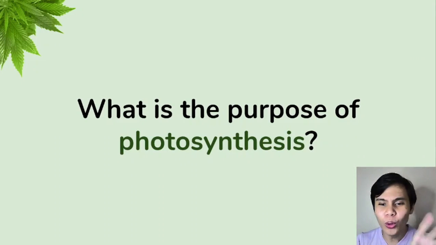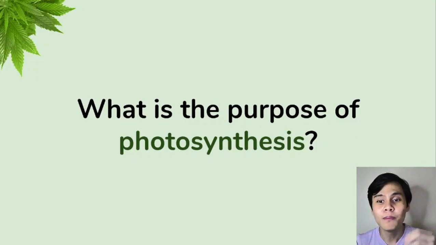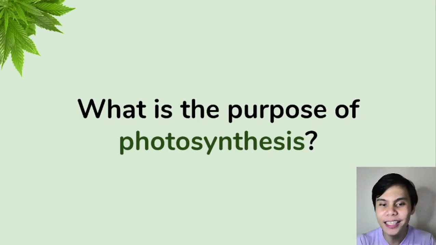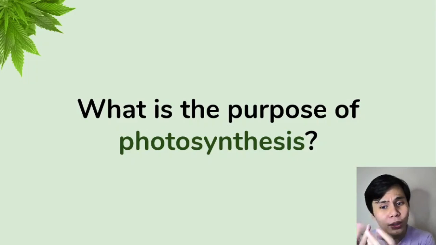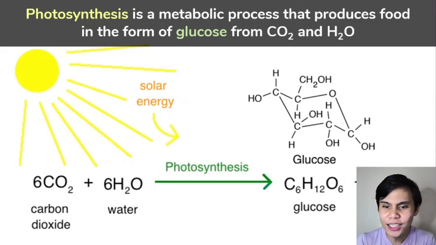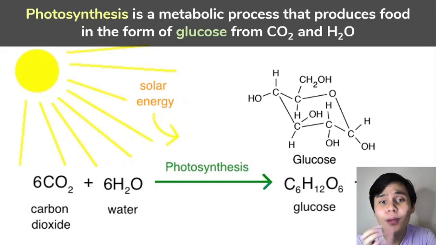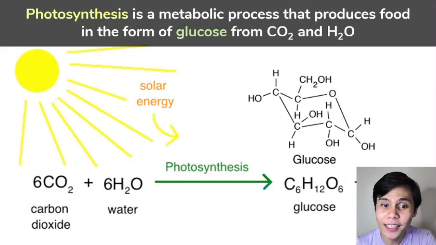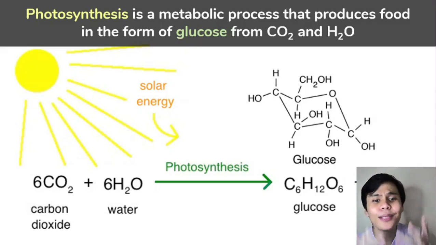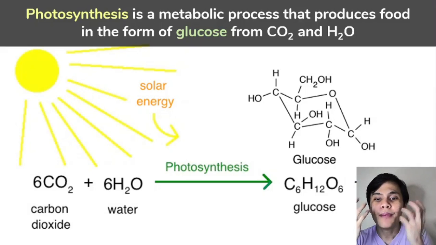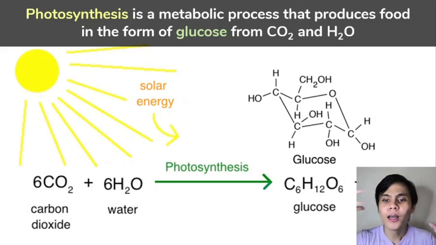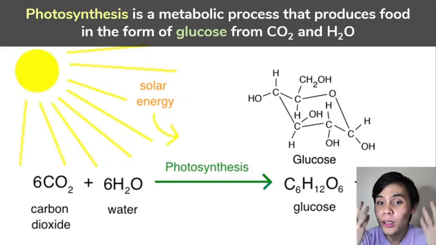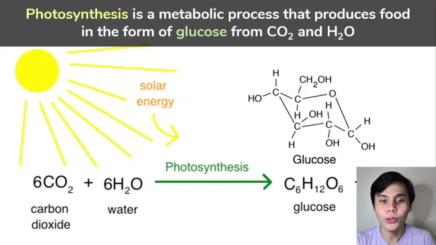So what is the purpose of photosynthesis? Literally, photosynthesis means photo, light, and synthesis, making or generating or putting things together. So you're using light to put something together. So this is the general chemical equation of photosynthesis. It's a metabolic process that makes food in the form of glucose from carbon dioxide and water. So plants use sunlight as a source of energy for putting together carbon dioxide and water in order to make glucose, a complex molecule.